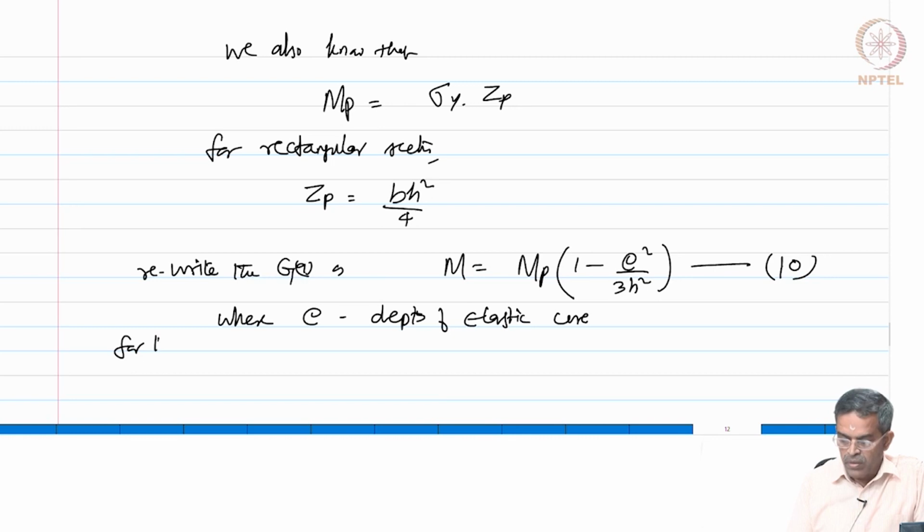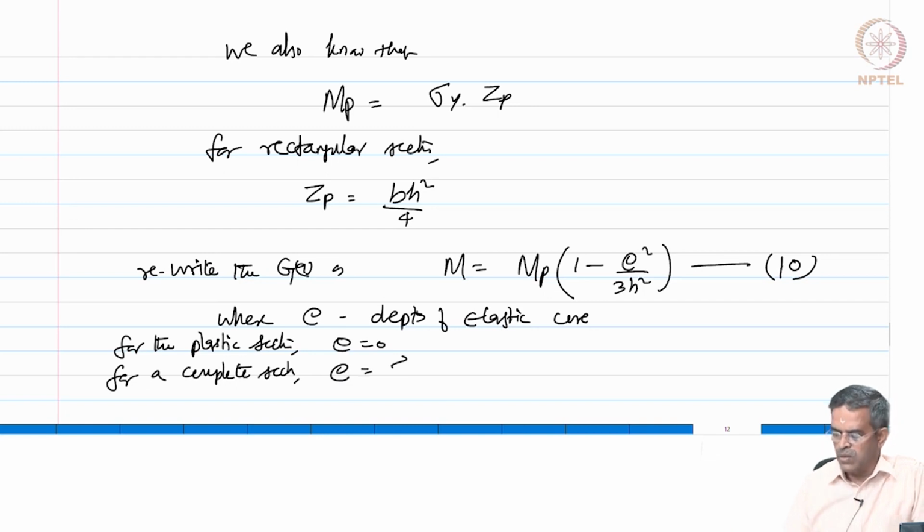So, for a plastic section, E will be 0. For a complete elastic section, E will be equal to what? Depth of the cross section, is it not? Okay. So, one can easily find out this.